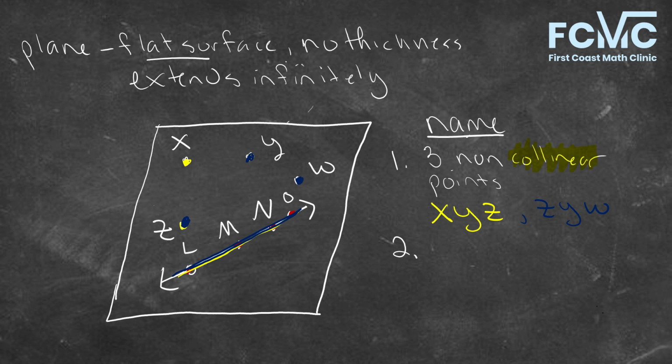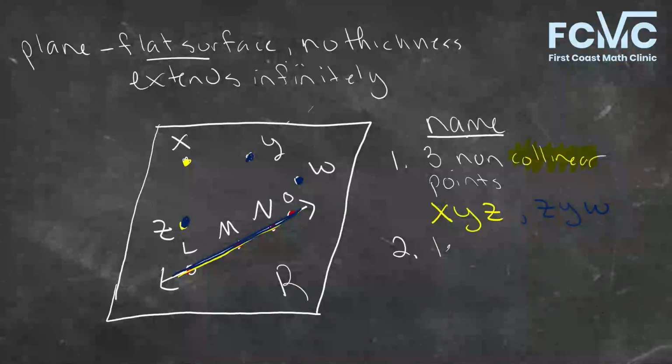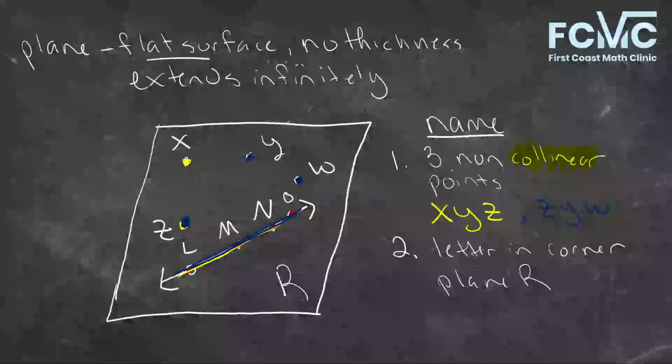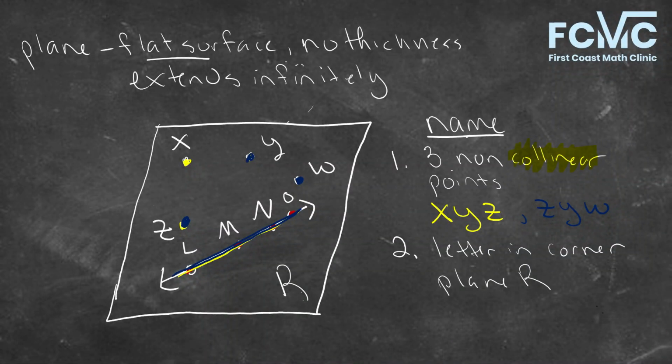The second way is oftentimes you're going to see a capital letter in the corner. So in this case, we've got letter R. So this is going to be just plain R. So we would use that letter to name our plane. So we could either use three non-collinear points, in this case, X, Y, Z, or Z, Y, W, or we could use the letter that's in the corner of our plane, naming it, which would be plane R.